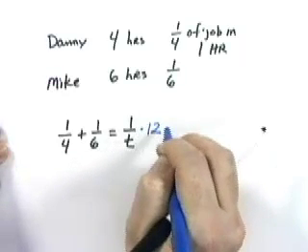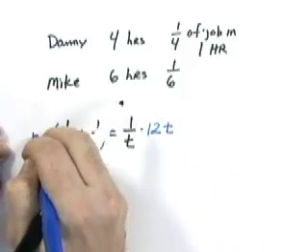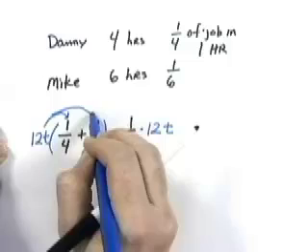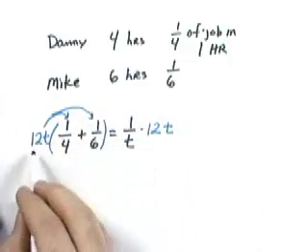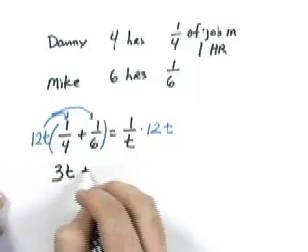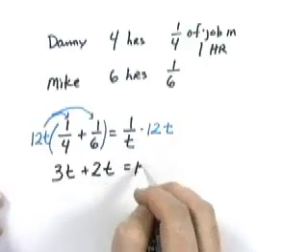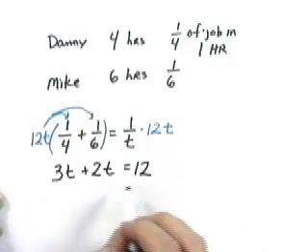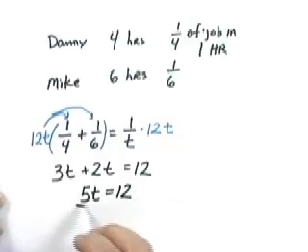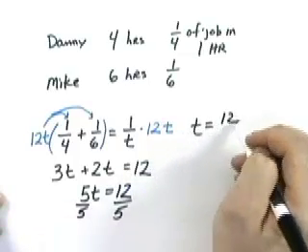So we'll multiply the right side by 12t, and we'll multiply the left side by 12t. I distribute the 12t into the parentheses on the left. 12t times 1/4 is 3t. 12t times 1/6 is 2t. And over here on the right hand side, the t's cancel and we're left with 12. 3t plus 2t is 5t. So 5t equals 12. Finally, divide both sides by 5, and we get that t equals 12/5.